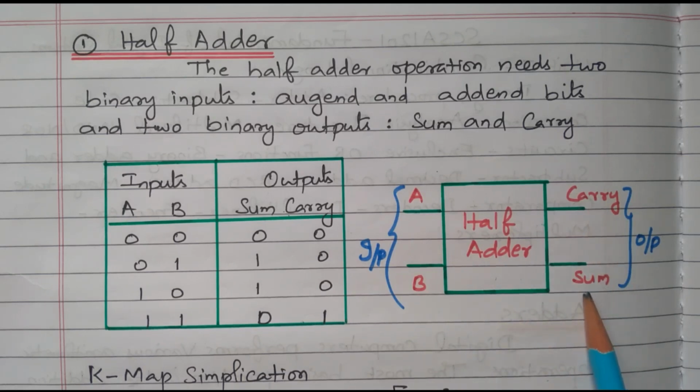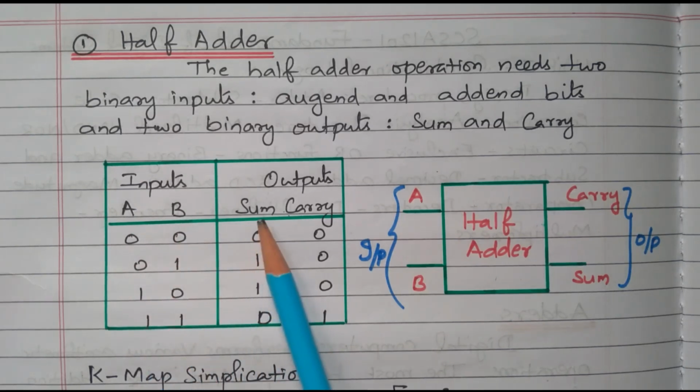Now we need to implement this with a logic circuit. We need to generate the sum as well as the carry using logic circuits, right? What is the expression for sum? There are 2 ones available here, right? So what is correspondingly available here? 0 1. 0 1 means A bar B, right? Here also a 1 is available. What is correspondingly available? 1 0. 1 means A is 1 and B is 0. So that is A B bar, right?